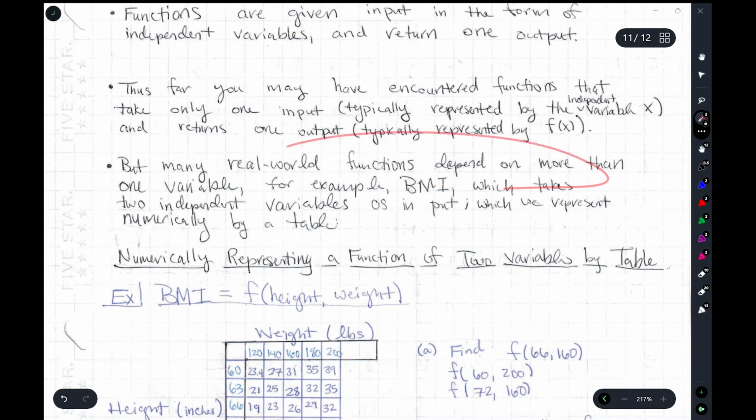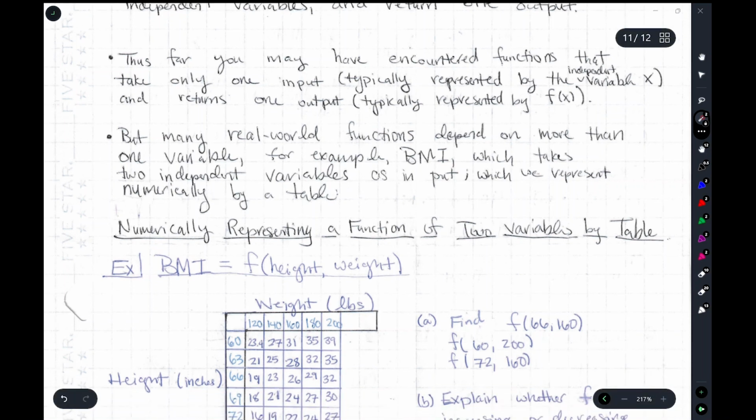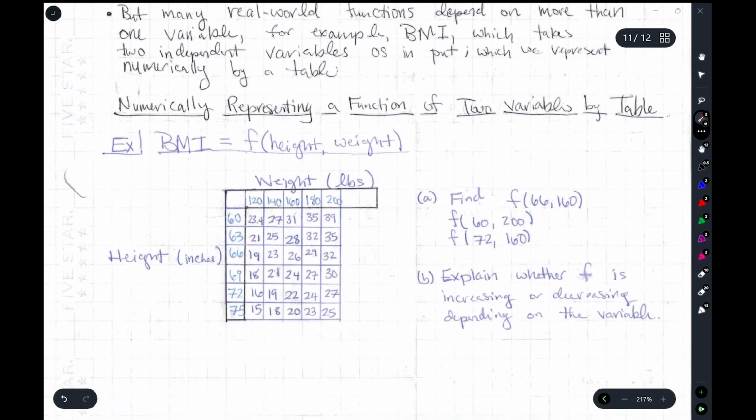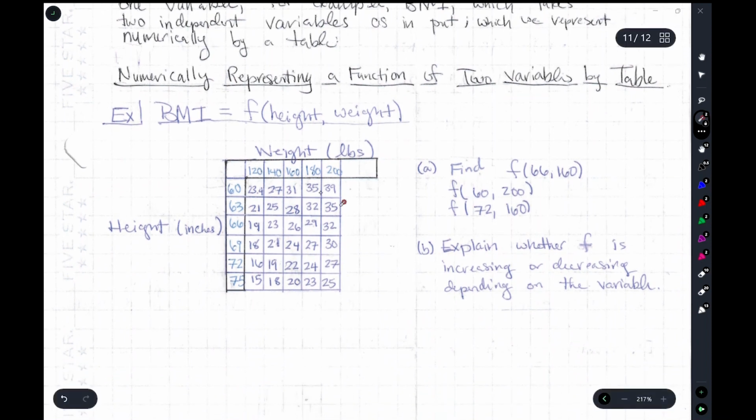Many things in the world are actually functions of not just two variables, but more than one variable. For example, the body mass index takes height and weight. So we could represent functions of two variables with a table. Take a look at the BMI, for example. It's a function. The two independent variables are height and weight. Those are the inputs, and the output is the BMI. For example, if the weight is 160 and the height is 69, you look at where these two intersect, 24, and you'll get the BMI.